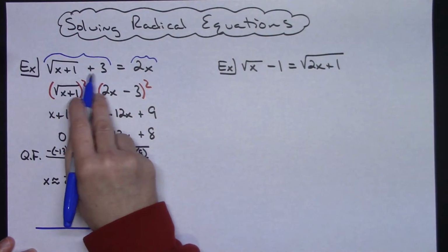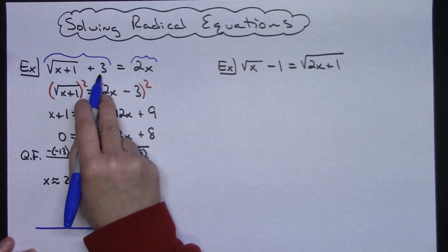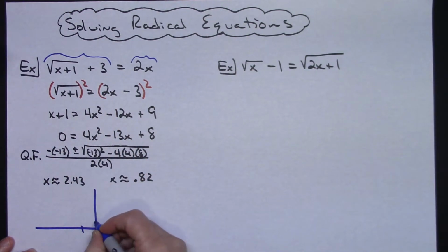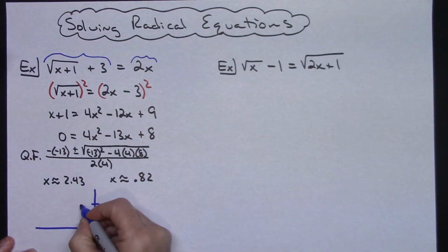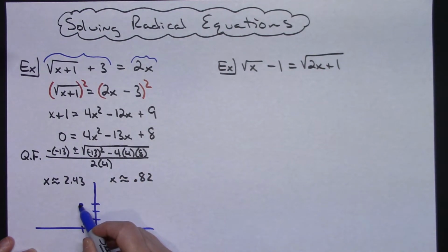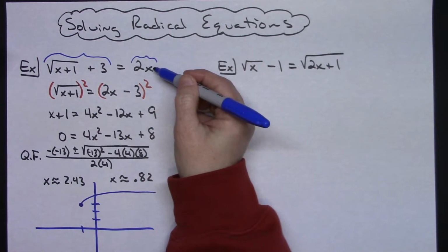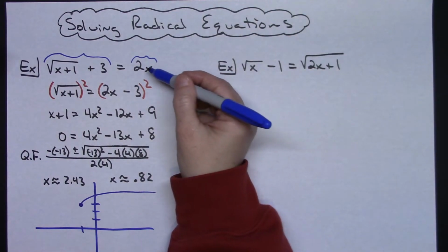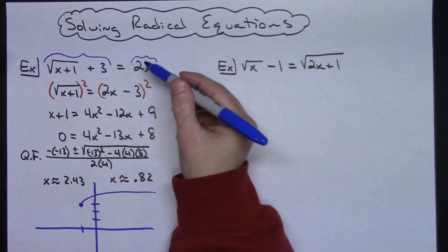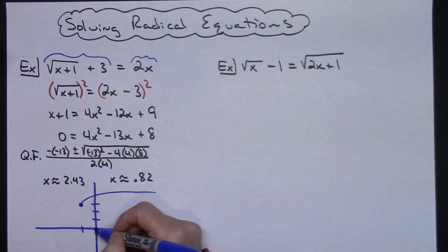I know on a square root function like this that the square root function shifts 1 to the left and 3 up. So 1 to the left and 3 up. And then I know all square root functions go up and to the right. Now this function right here is a linear equation, 2x. It goes through the origin and has a slope of 2.